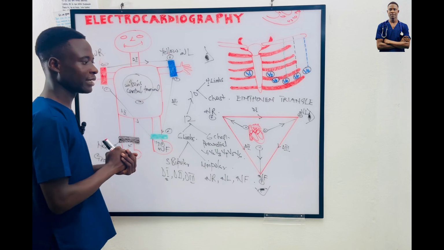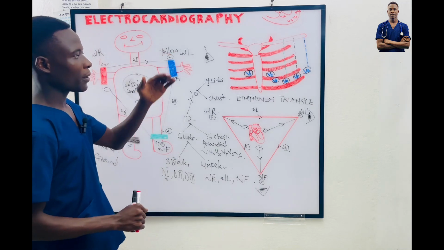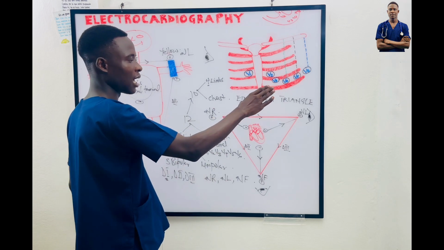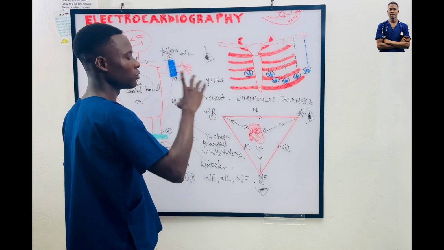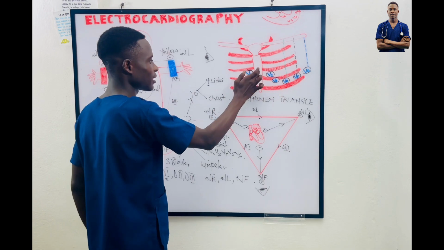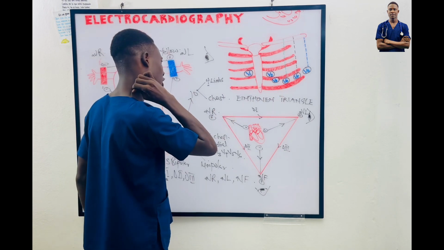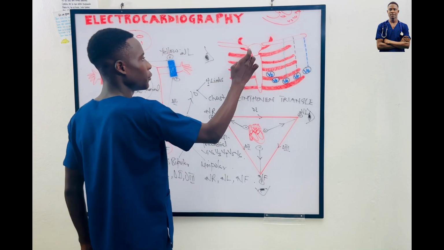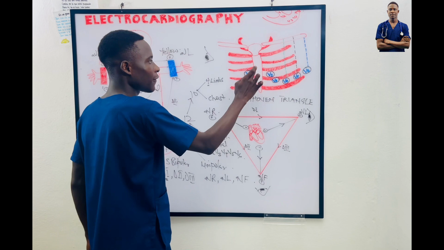That's the precordial leads. So for the precordial leads, what are they? They are 1 to 6. And how do we place them? Look at something here. This is our chest cavity. We have our sternum here. In the sternum we have 3 parts. We have the manubrium. We have the body.